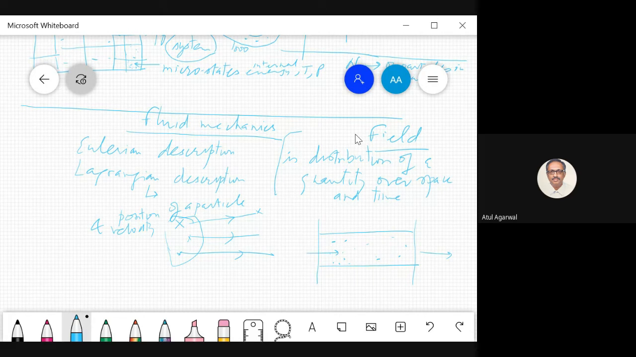So there you can talk of position and velocity in space, a spatial description. You don't talk about each particle. You say this is the position, this will be the velocity. You describe velocity as a function of position and time.